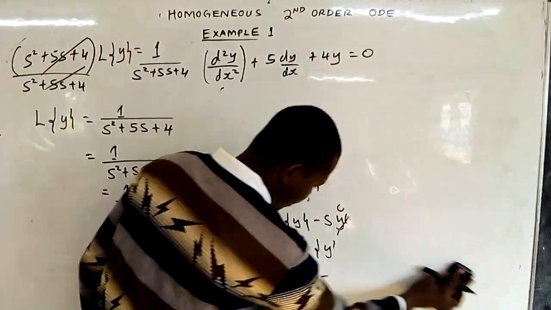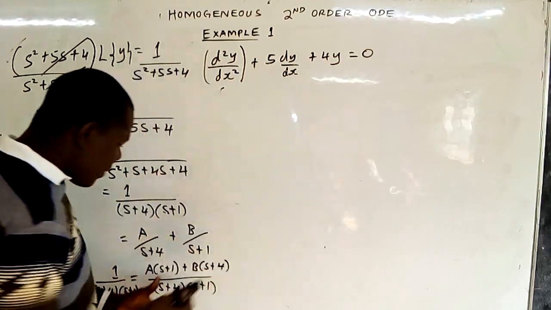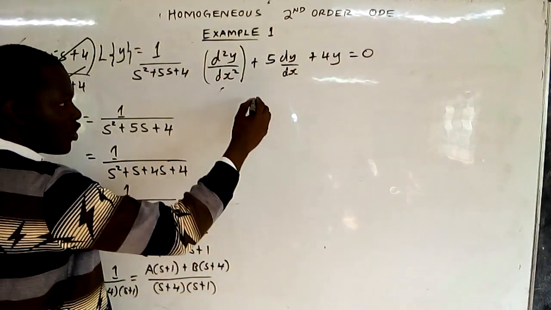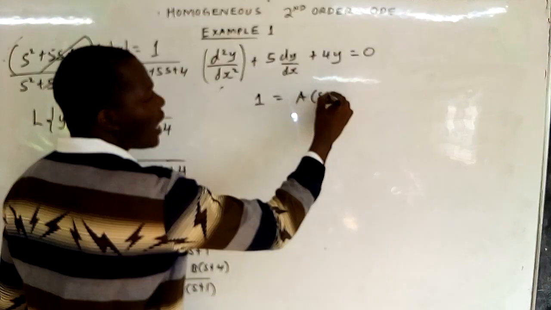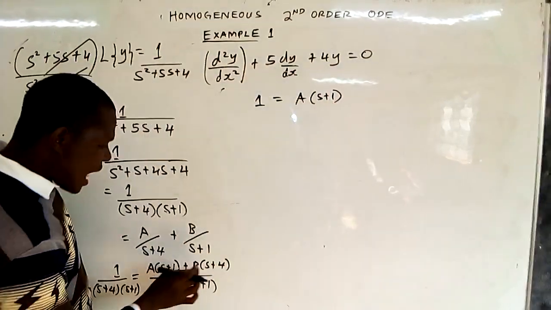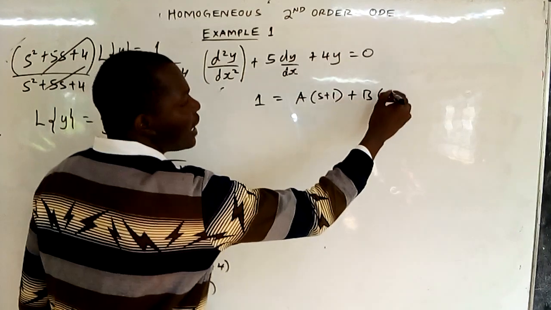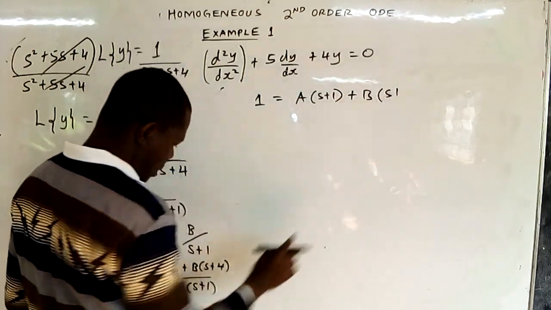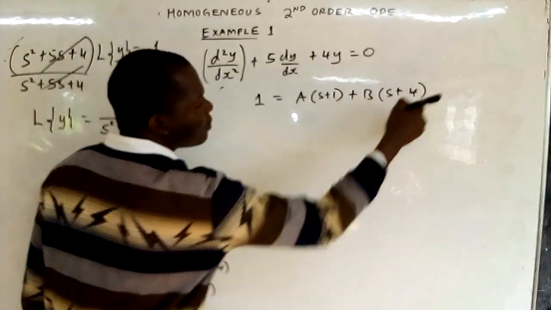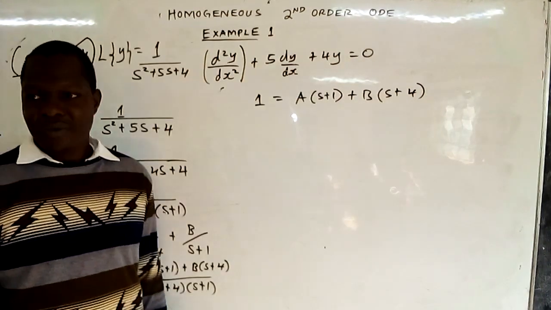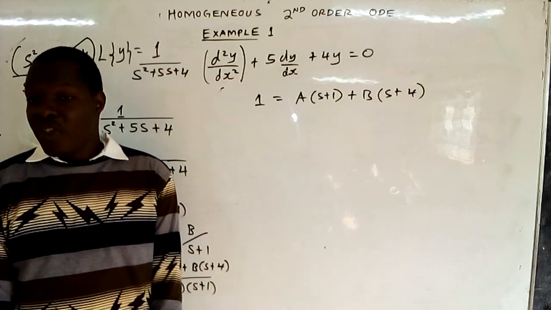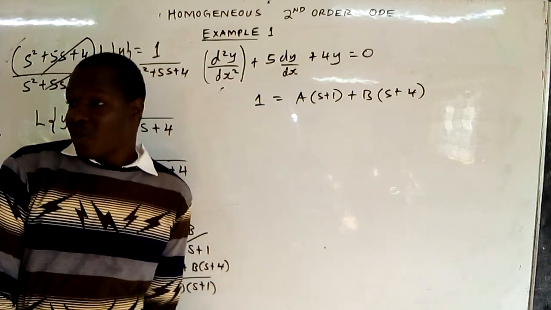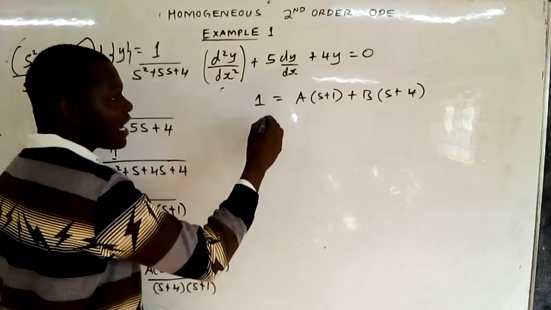So if you compare the numerator, start comparing. If you open this, what do you get? This side we have 1 is equal to a into s plus 1, then plus b into s plus 4. Are we together? So you are comparing the constant term on their own and the terms of s on their own, isn't it? So can you collect the terms here?